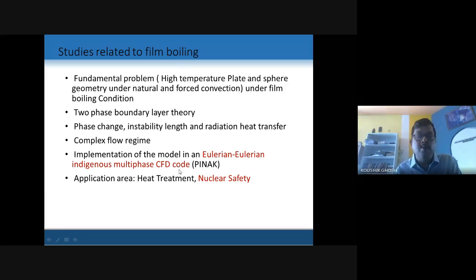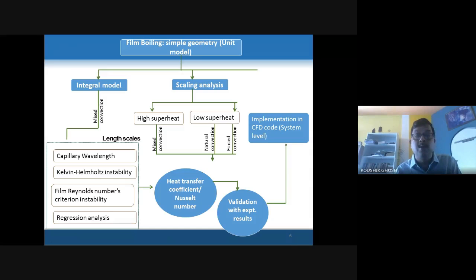So in our group we have developed a CFD code called PNAC in collaboration with BARC. This was funded by a BRNS project. Several BRNS projects were given. So this is the strategy, that after developing the unit model, you go for implementation in the CFD code.